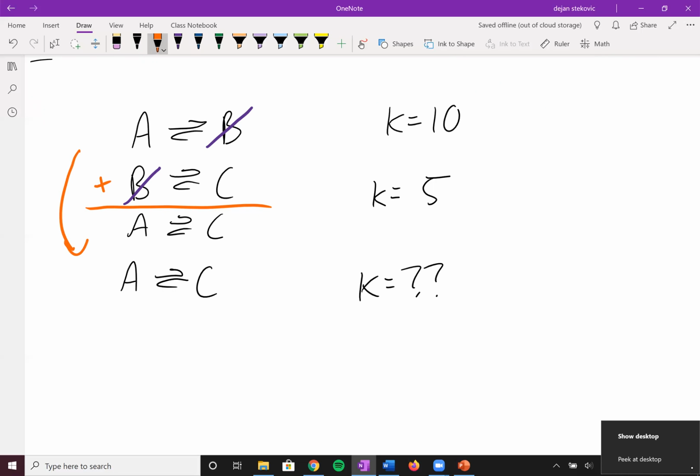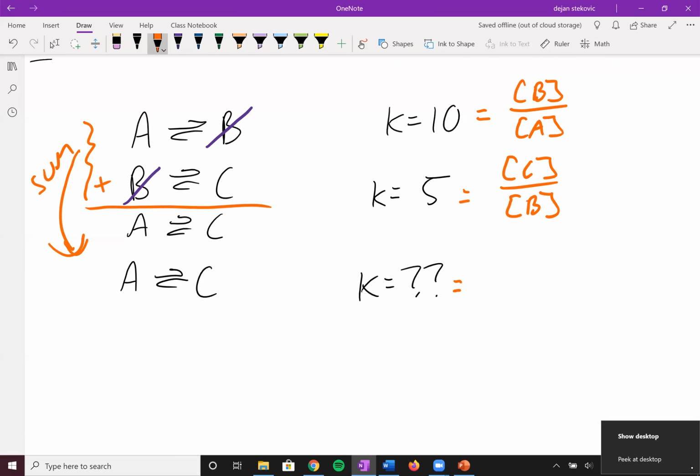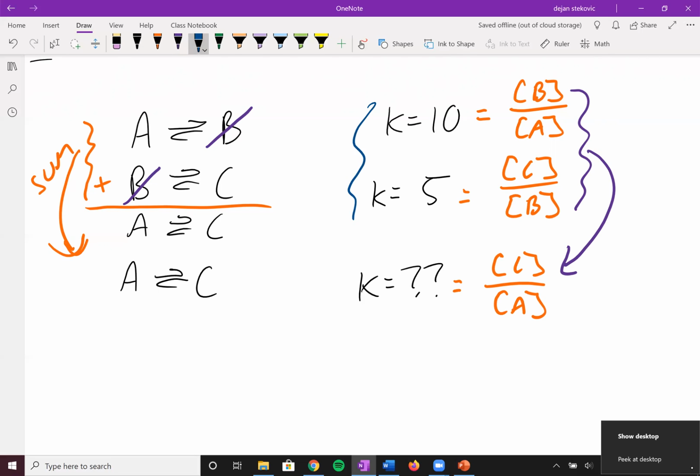So go here, sum. So let's see what happens to the K's when we do that. If we think about the K here, again, products over reactants, it'd be B over A. If we think about the K here, C over B. And if we think about the K here, what we want at the end is C over A. So in order to get these two to look like that, you have to multiply them. So let's take a look at that.